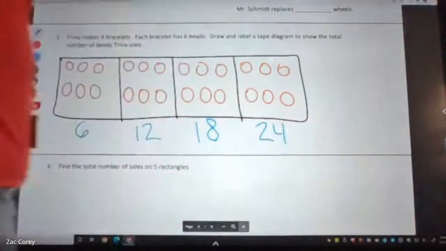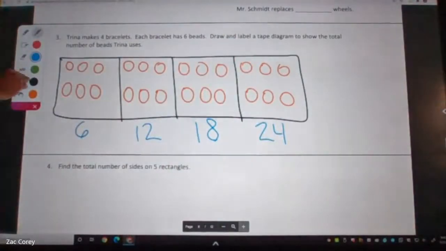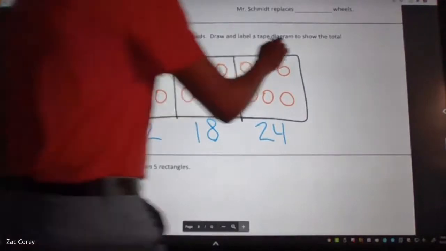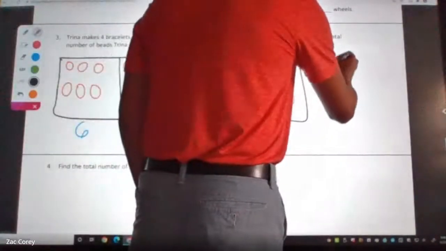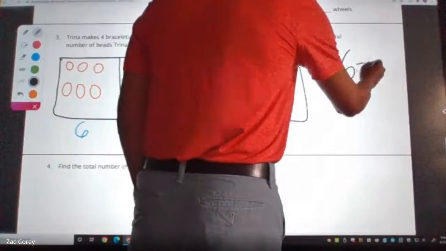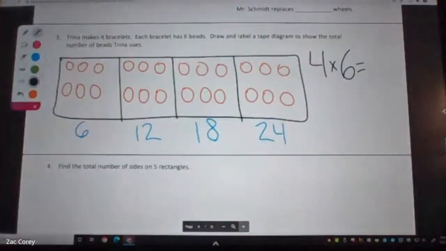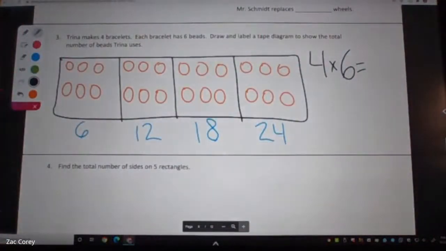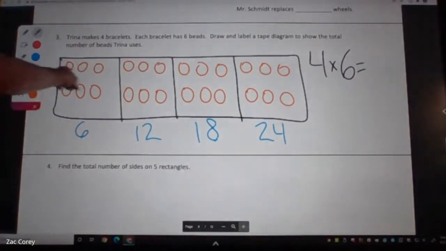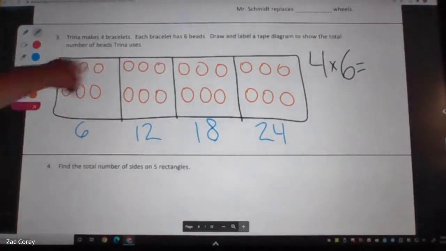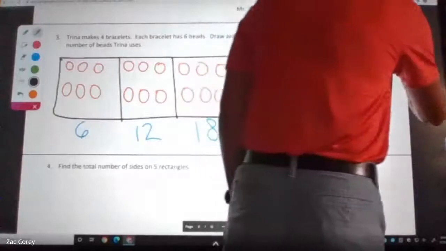The multiplication expression for this one would be 4 bracelets. Each bracelet has 6 beads. 4 times 6, that means you're either counting by 6 4 times or 4 6 times. And this one we counted by 6 4 times, right? And we skip counted and we got the answer of 24.